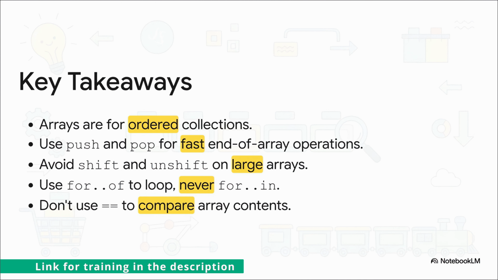1. Arrays are your go-to for ordered collections. 2. For performance, stick with push and pop at the end of the array whenever you can. Avoid shift and unshift on big arrays. 3. When you loop, use for...of, not for...in. And finally, 4. Don't ever use == to compare arrays. You gotta check the contents yourself.